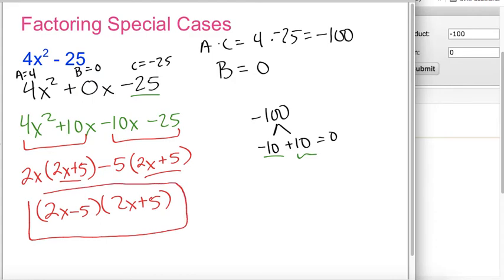What makes it special is that they are matching except for that middle sign. And since they are identical except for that middle sign, that's why that middle term equals 0.